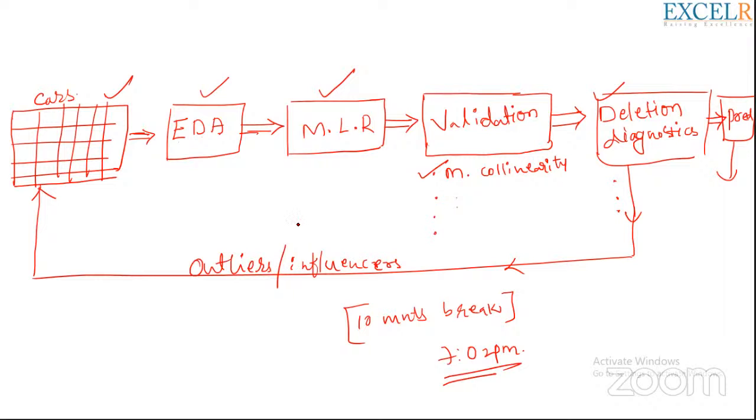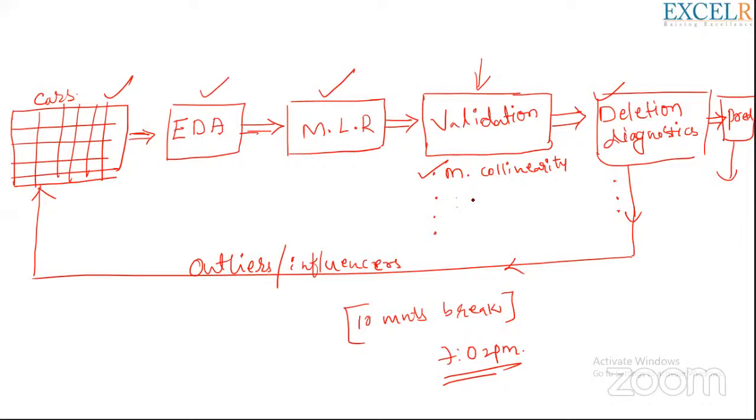Right. So before the break, we were discussing the model building process: the data, EDA, MLR. Then model validation, where we have discussed the multi-collinearity problem. Now let us discuss a few more validation methods.